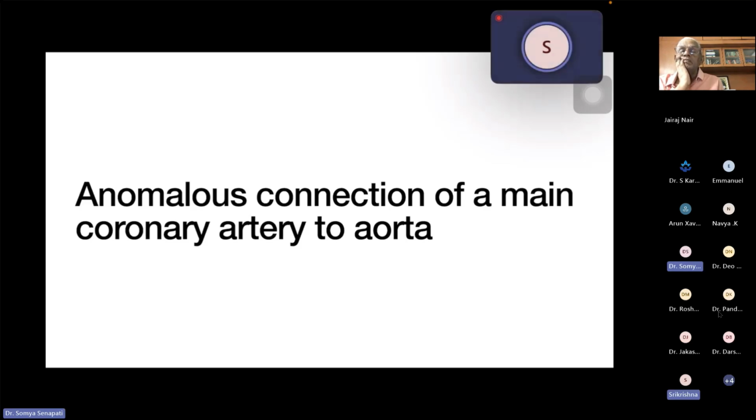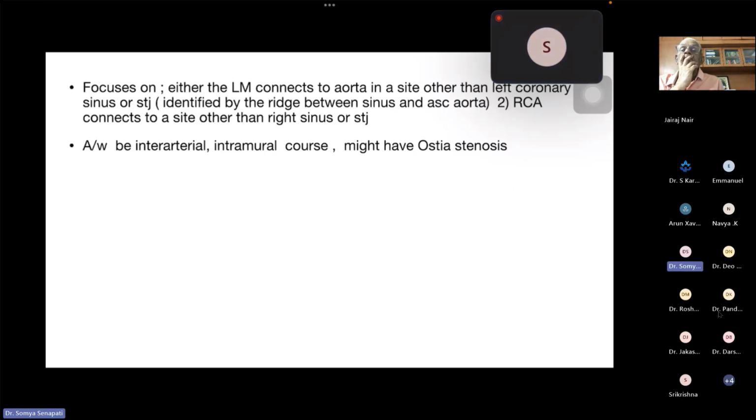Next, we'll talk about anomalous connections of a main coronary artery to the aorta, which focuses on either the left main connecting to the aorta at a site other than the left coronary sinus or the sinotubular junction, which is identified by the ridge between the sinus and ascending aorta, or a right coronary artery connecting to a site other than the right sinus or sinotubular junction. It can be associated with an interarterial or intramural course of the coronary artery, and they might have ostial stenosis also.